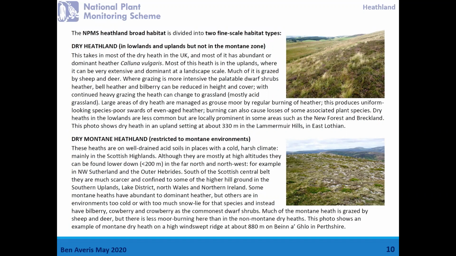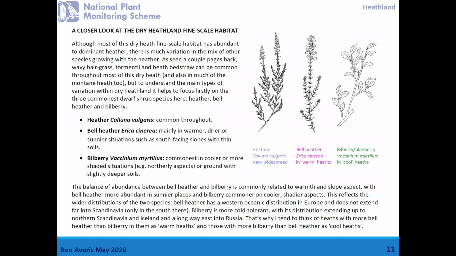Anyway, if we go on to the next page, we can take a quick look, well, a reasonably quick look, first at the main habitat, what's called the dry heathland fine scale habitat, because that's the one that's most extensive in this country. Looking at the species and the vegetation types, and then we'll go on and do the same for the montane subtype.